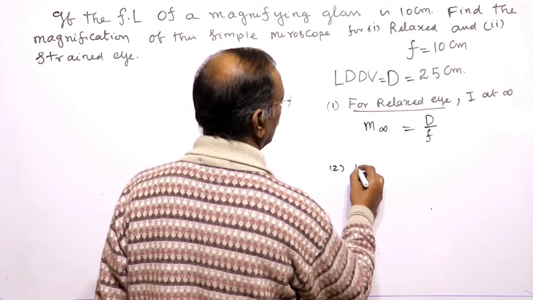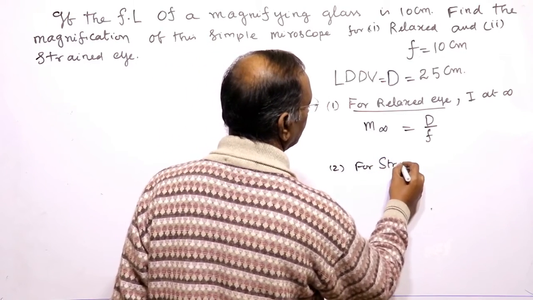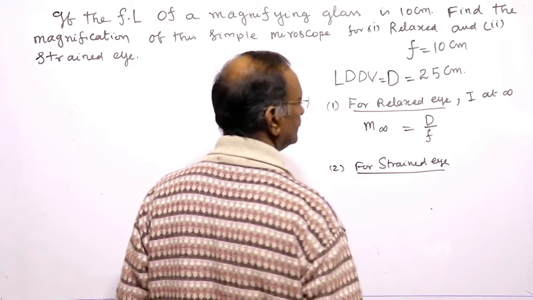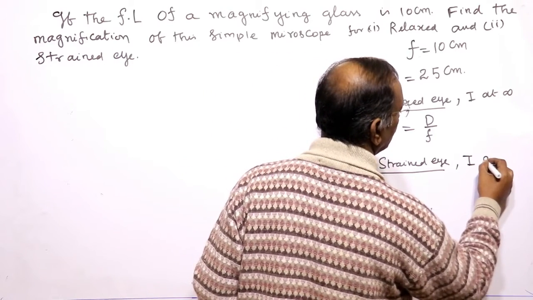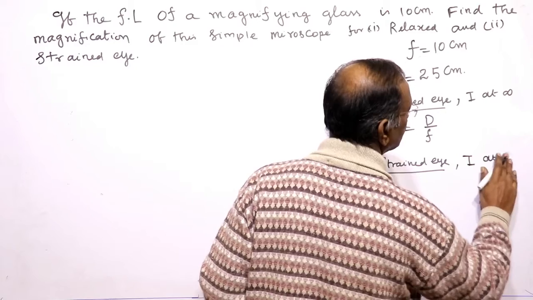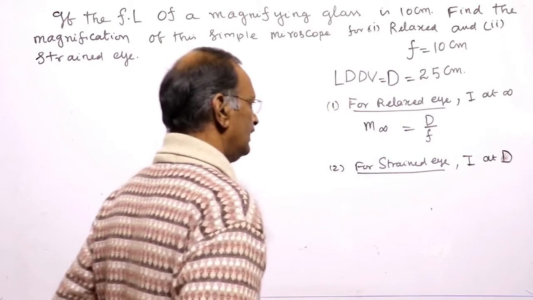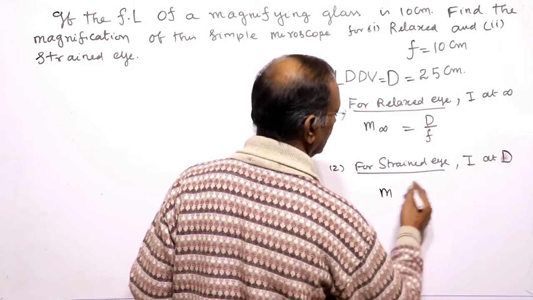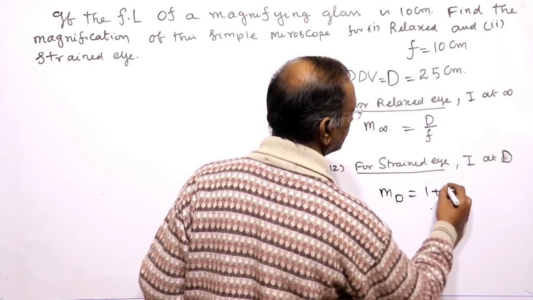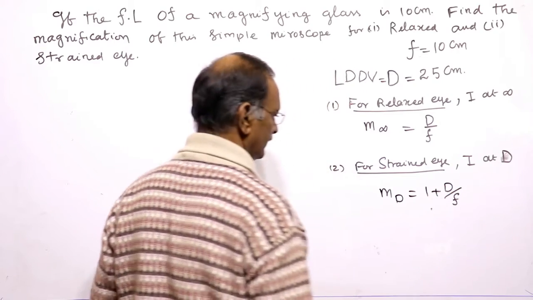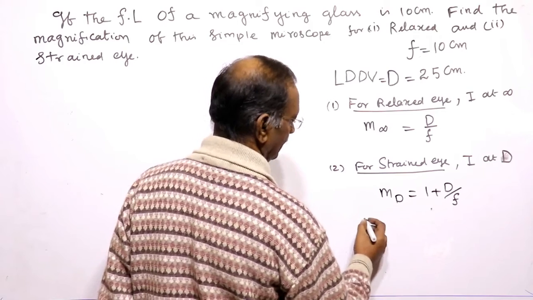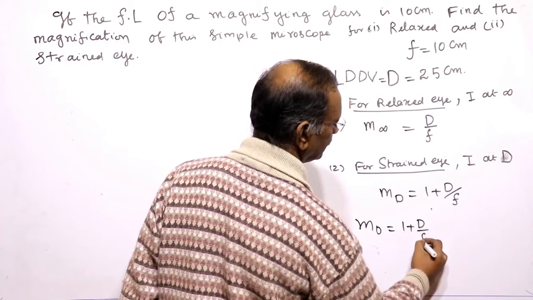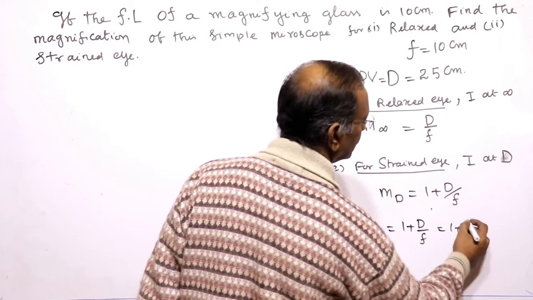Second case, for strained eye. For strained eye, the image is formed at least distance of distinct vision. So magnification for strained eye, when the image is formed at d, is equal to 1 plus d by focal length, and therefore m d is equal to 1 plus d by f.